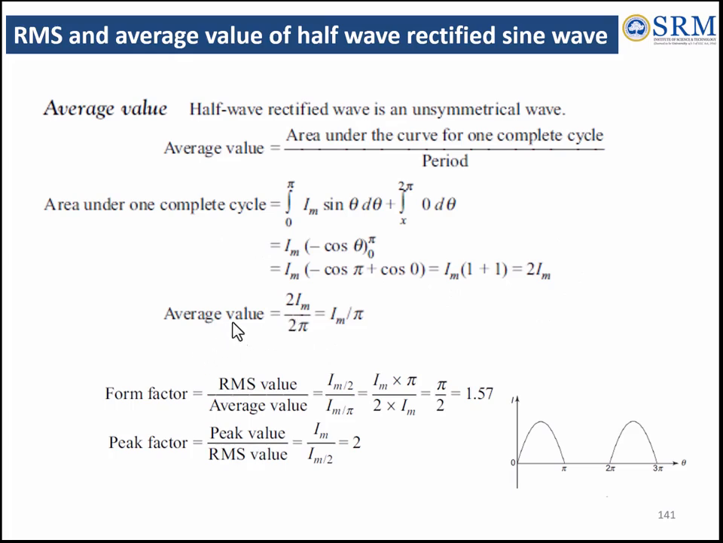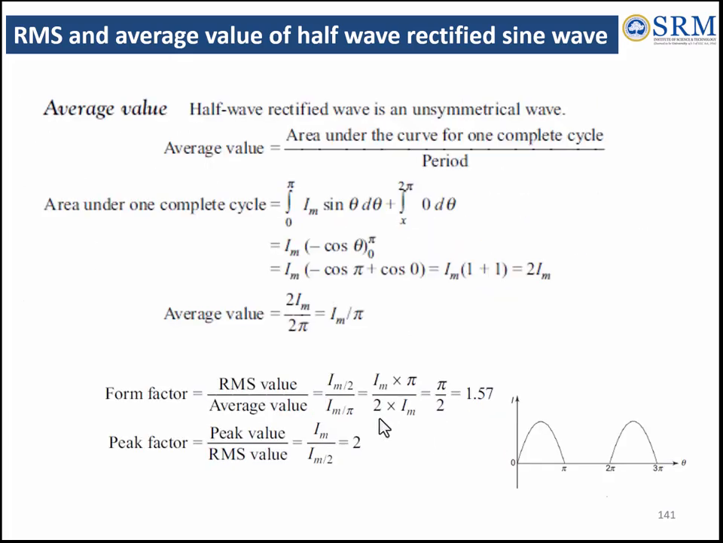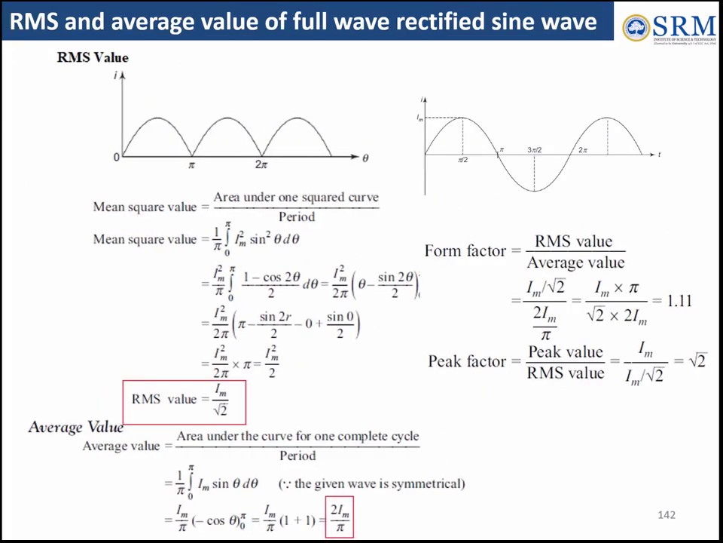Divided by the period, which is 2 pi. If we cancel, Im by pi is the average value for the half wave rectified sine wave. To find the form factor, which is the ratio of RMS to average, RMS is the one we previously found, Im by 2, divided by Im by pi, we get pi by 2, that is 1.57. Whereas peak factor is peak value by RMS value, Im divided by Im by 2. We substitute, we get 2 as the answer.